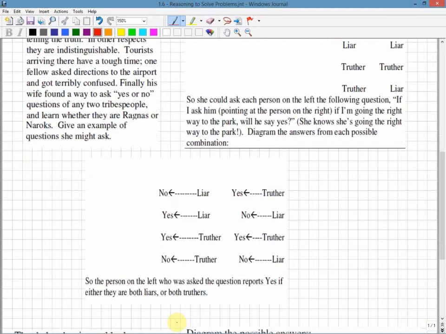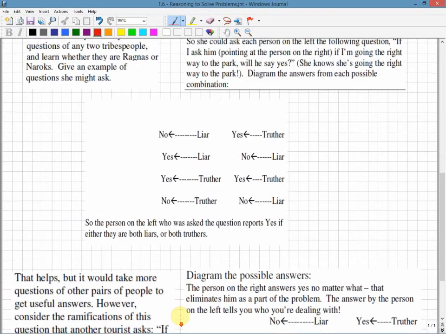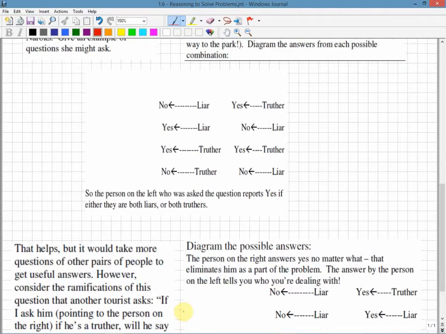So the person on the left who was asked the question reports yes if they are both liars or they are both truth tellers. It helps, but it would take more questions of other pairs of people to get useful answers. However, consider the ramifications of a different question.